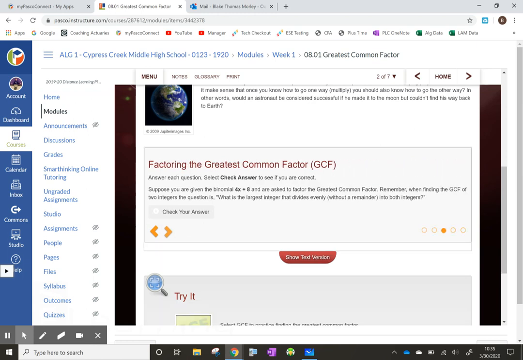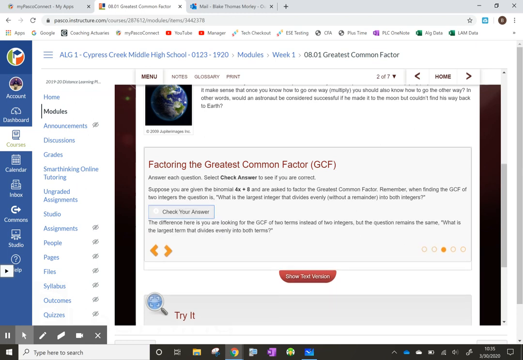Answer each question. Yeah, we already did that. Suppose you are given the binomial 4x plus 8, which is what we have, right? And you're asked to find the greatest common factor. Remember, when finding the GCF of two integers, the question is, what is the largest integer that divides evenly without a remainder into both integers? So the difference here is that you are looking for a GCF of the two terms instead of two integers. But the question remains the same. What is the largest term? Again, this is the kind of advanced approach, right? What's the largest term that divides evenly into both terms?